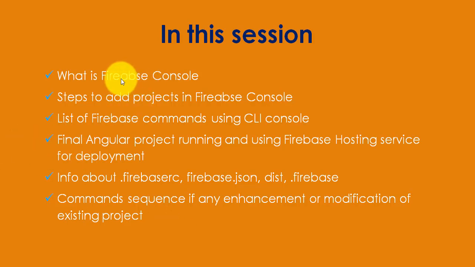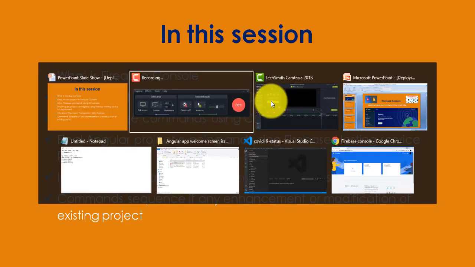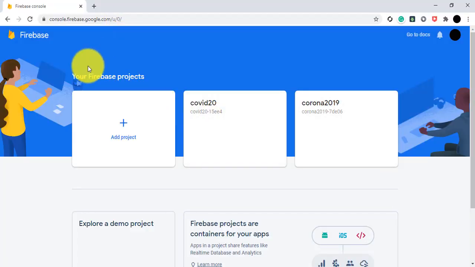I have already described what is Firebase console, and next is the steps to add projects in Firebase console. For this we need to log into the Firebase console. So go to the Firebase console website. I already have two projects added: one is COVID-20, another one is Corona 2019.